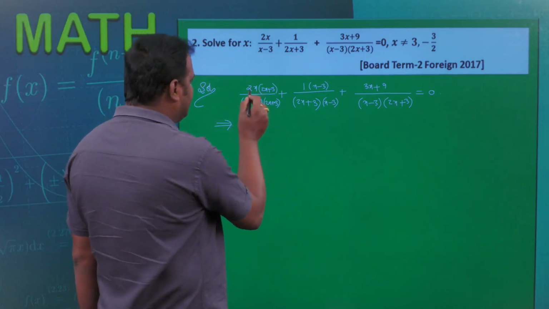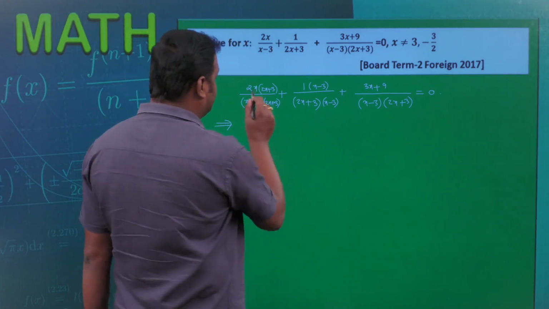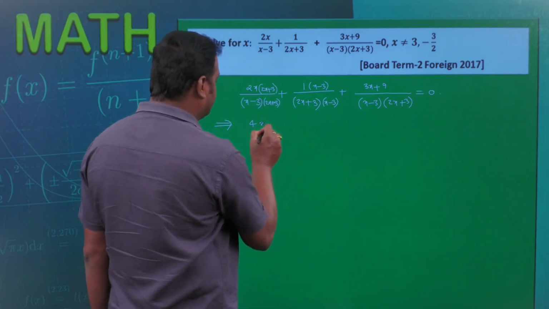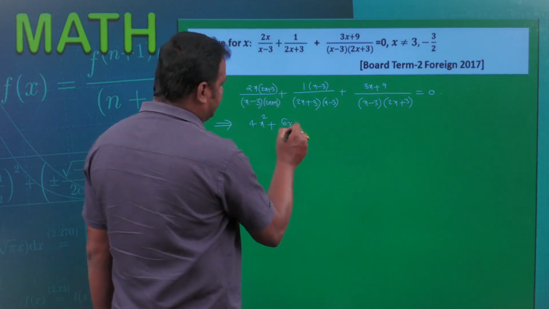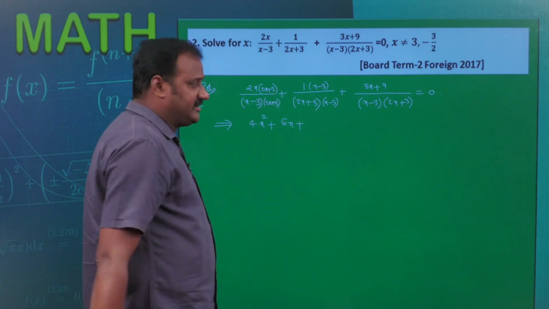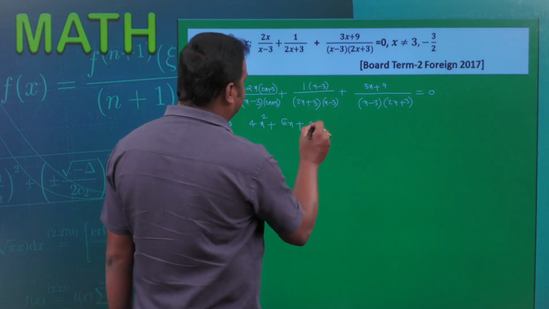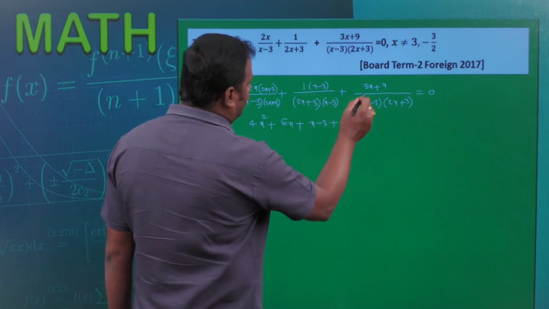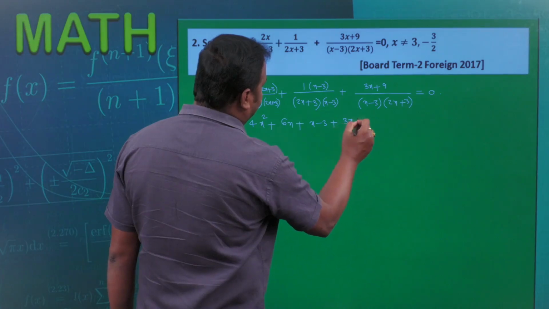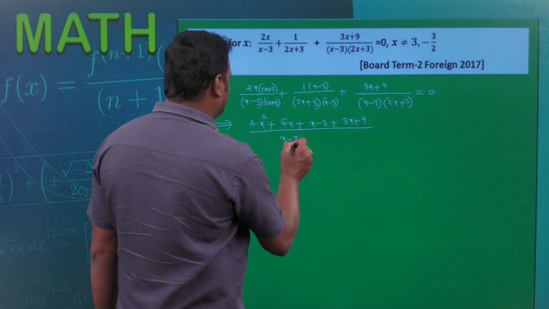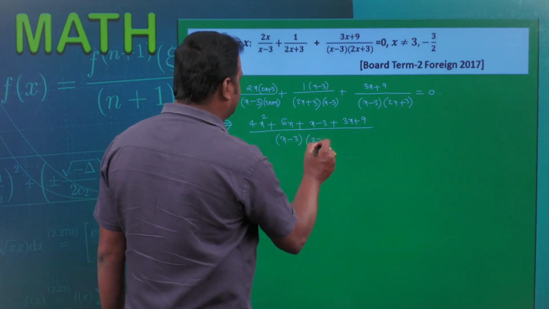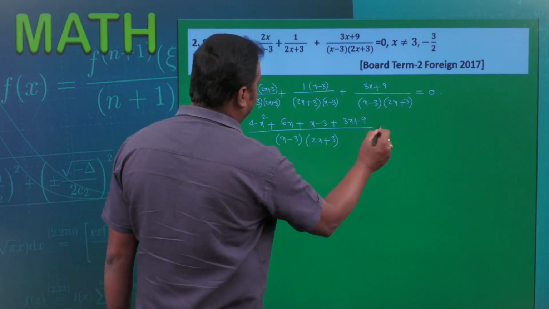That implies 2x into 2x plus 3. What is 2x into 2x? 2 2s are 4, x square. Plus 2x into 3 is equal to 6x. That is the first numerator. And the second numerator is 1 into x minus 3, which is x minus 3. Plus the third numerator is 3x plus 9, whole divided by the denominator, which is x minus 3 times 2x plus 3, is equal to 0.